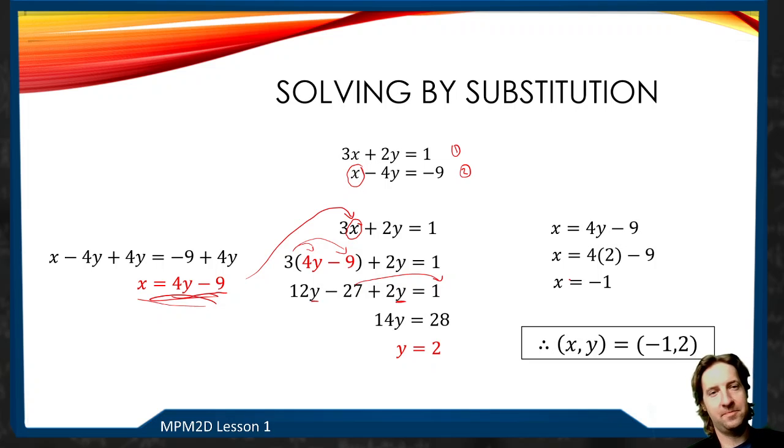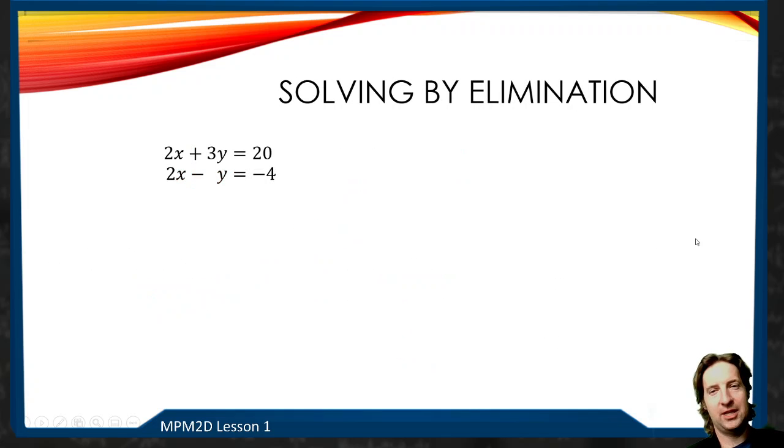Elimination is the other method. Elimination is, I think, more useful, but it really depends on the situation. If I look at these two equations, something is quite obvious. I see that there's a 2x and a 2x. Those numbers are exactly the same.